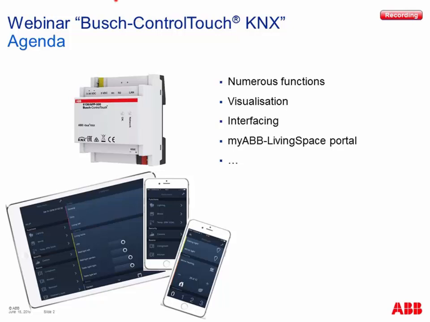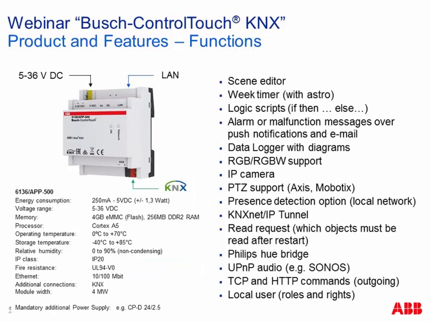But let's first have a look at some facts about this product. You see it again here on the left side. What you need is nothing else but the KNX connection, and a power supply of 5 to 36 volt DC to energize this device. Very important is also a LAN connection and finally an internet connection, to get access to this component via the portal. Inside is a lot of software.